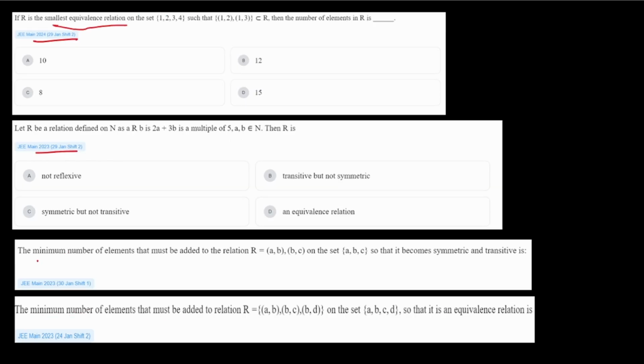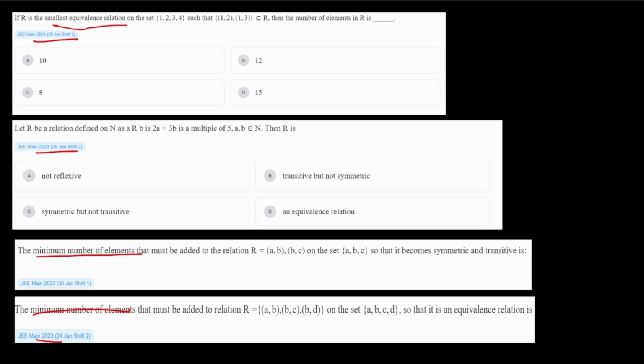And over here, you can see they've asked the number of elements question on a relation. They've given a condition, and this was asked in 2023. This question, number of elements, was again asked so that the relation will be an equivalence relation. This was asked in the year 2023. Again, a 2023 question only. This was asked in January. This was also asked in the January session itself, 24th January. This was asked on the 30th of January. You can see here.